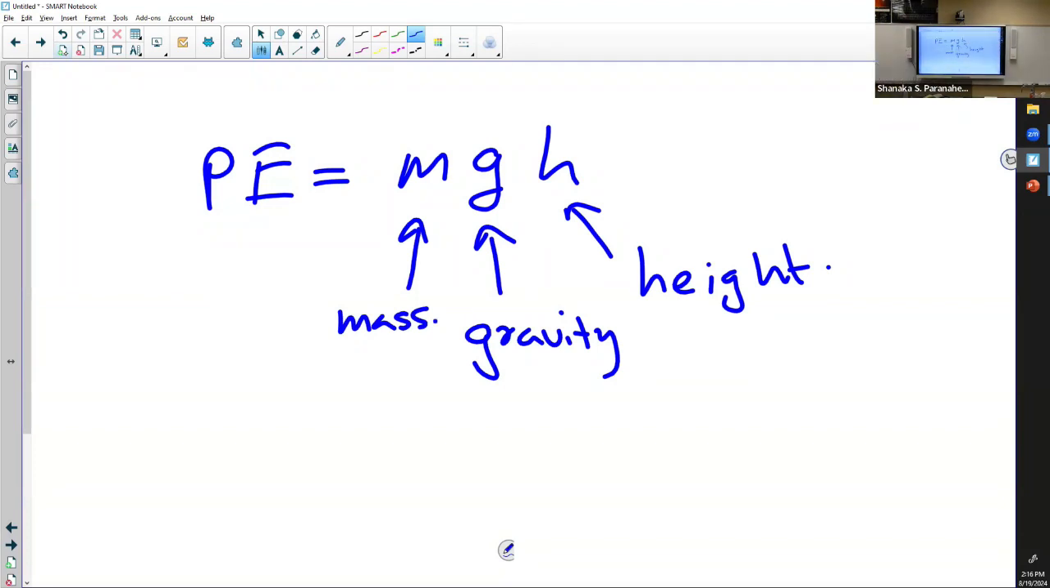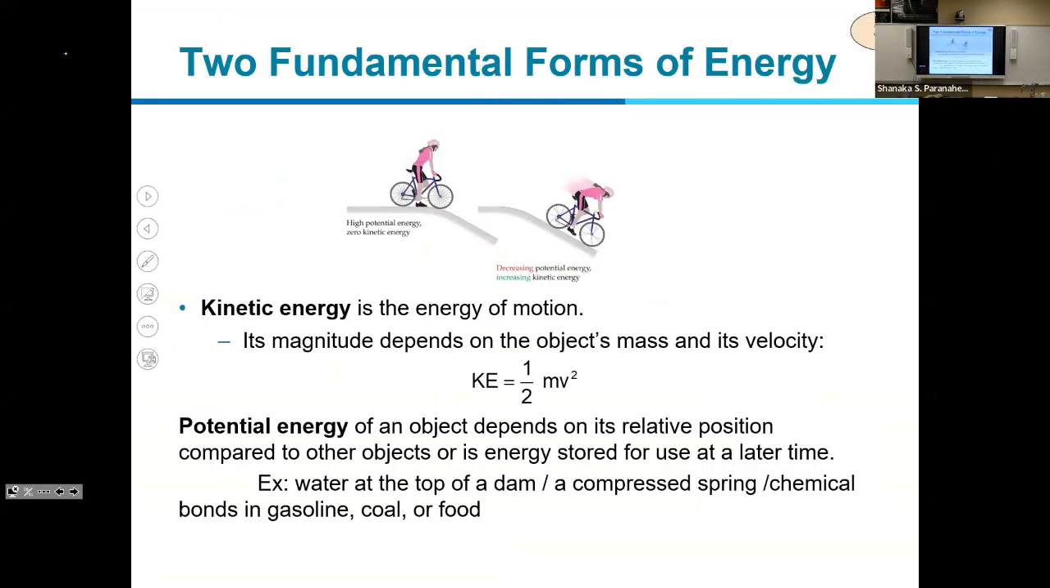Any question? Your questions are simple. You are going to identify whether it's a potential energy or kinetic energy in the exam. You can see the definition of the two energies on this slide. Kinetic energy is the energy of motion. Potential energy of an object depends on its relative position compared to other objects, or its energy stored for use at a later time.